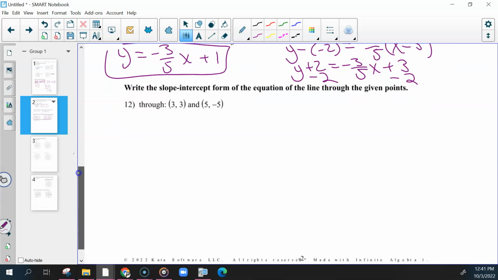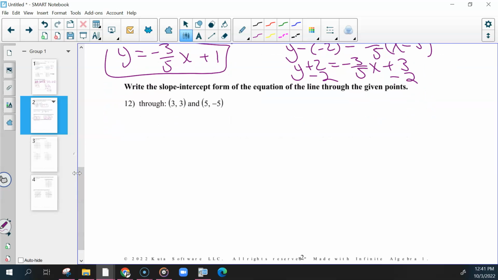This one was similar, except you have to find your slope first. A lot of you found your slope, but then kind of stopped there. So -5 minus 3 over 5 minus 3 would give us a -8 over 2. This will give us -4. Pick either of the points and do that same work. A lot of you that did this one chose this point, which is fine.